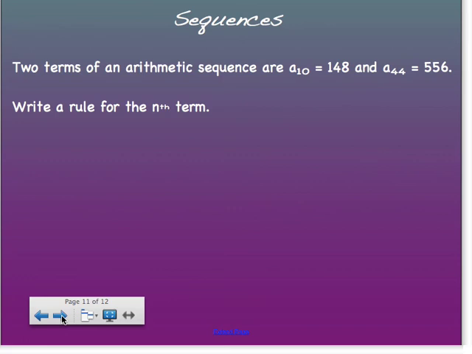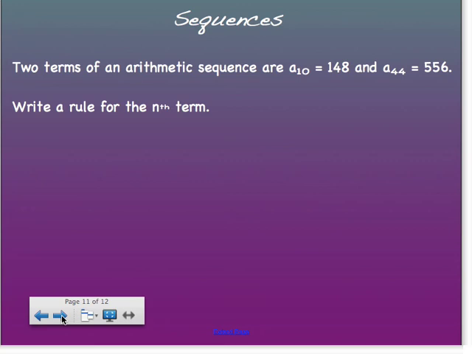Now, we know that if we want to write a rule for the nth term, if I want to write an equation that describes this pattern, I know I need a sub 1, I need my starting point, and I need to know by how much it's increasing or decreasing. I need to know my common difference if this is an arithmetic sequence. Okay, and so I think I'm going to end up having to create some sort of system of equations. Let's check it out.